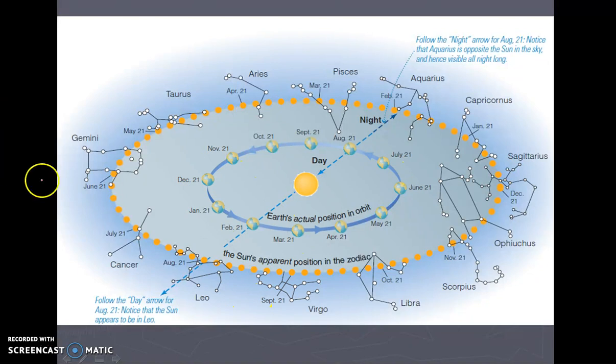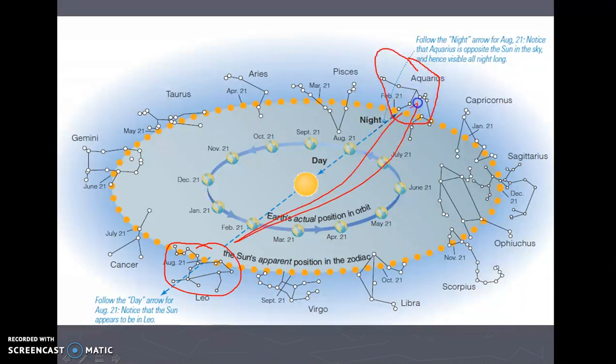So on August 21st, the sun here appears to rise in the constellation Leo. And obviously if the sun is rising in Leo, then it's daytime. So the constellation that we can see at nighttime on August 21st pretty clearly would be Aquarius, because it's on the exact opposite side of the ecliptic.